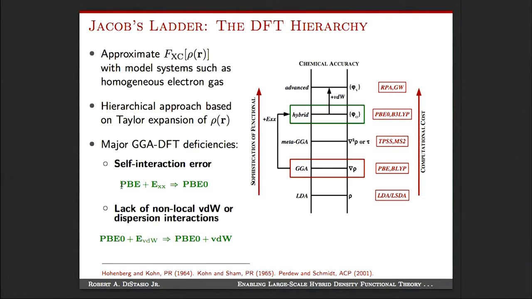Another big thing that they're missing is the sort of complete lack of non-local correlation, the sort of long-range van der Waals or dispersion interactions. So you probably should add those as well. I've done a lot of work in this area, but we won't talk about that today. We're going to talk about this correction here, which is moving into the hybrid functionals.